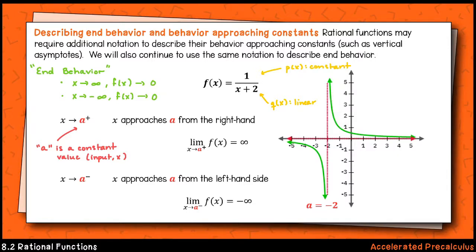This concept of approaching a vertical asymptote from the left or right-hand side is represented using limit notation. Under the lowercase letters lim, which is shorthand for limit, we denote the constant value that x approaches. The superscript plus or minus tells us whether we are approaching that constant value from the right-hand side, the positive side of the number line, or from the left-hand side, the negative side of the number line. We use equation form here and read this out loud as the limit of f of x as x approaches -2 from the right-hand side equals infinity. Or, for the left-hand side, the limit of f of x as x approaches -2 from the left equals -infinity.